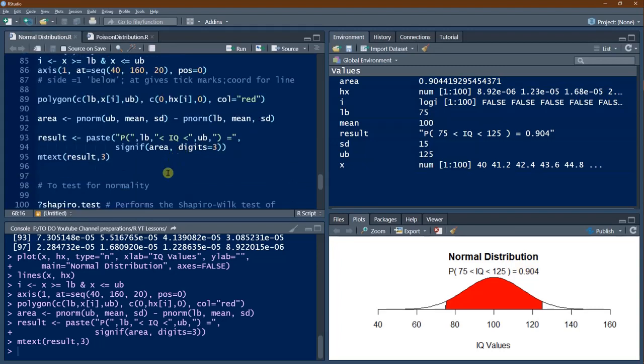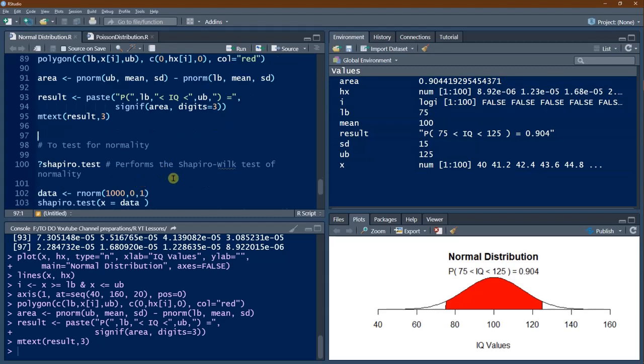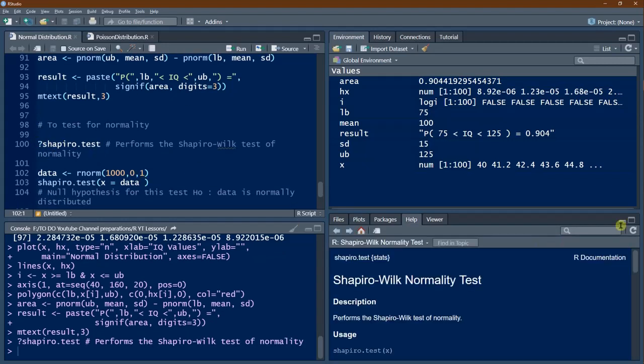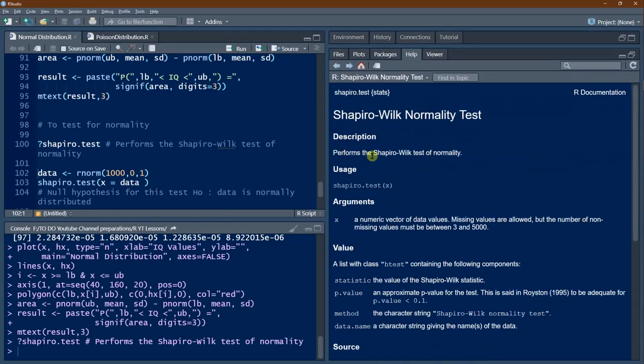Okay, now you have understood how a general problem of data which has a normal distribution can be solved using simple R commands. To visualize, we have utilized these statements. There is a test you can apply if you don't know whether the data is following a normal distribution or not. Type question mark shapiro.test. Basically it is the Shapiro-Wilk normality test, and it performs a Shapiro-Wilk test of normality.